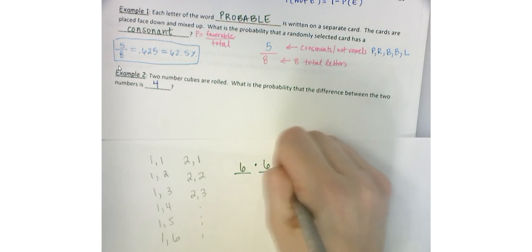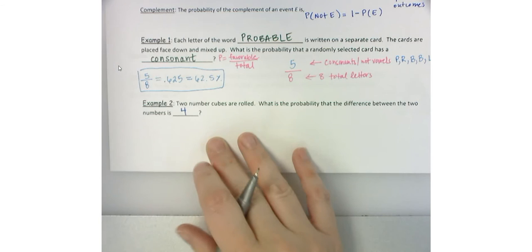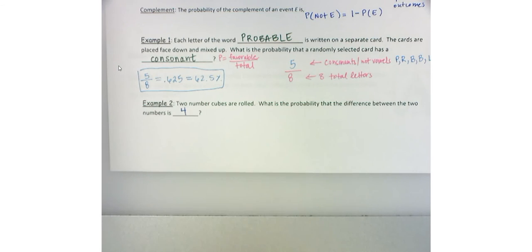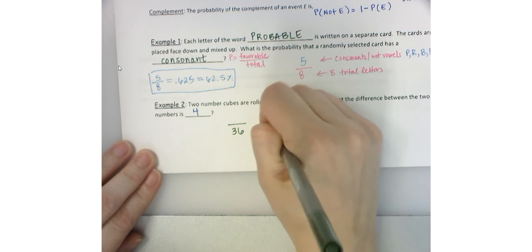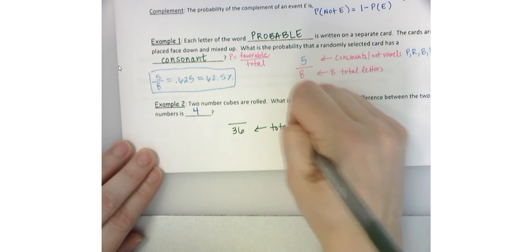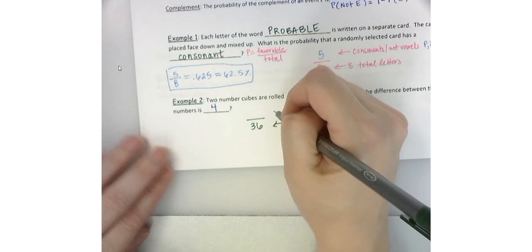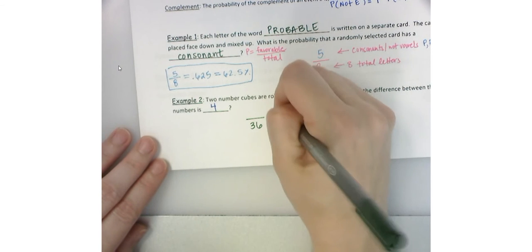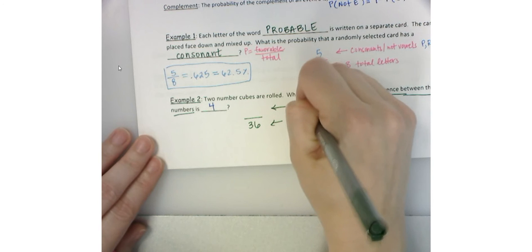Okay, so now I want you to write down the favorable outcomes, which is where the difference between the two numbers is 4. Okay, and I want you to write down what those options are. Okay, and I'm going to put this chart back up there to help you.